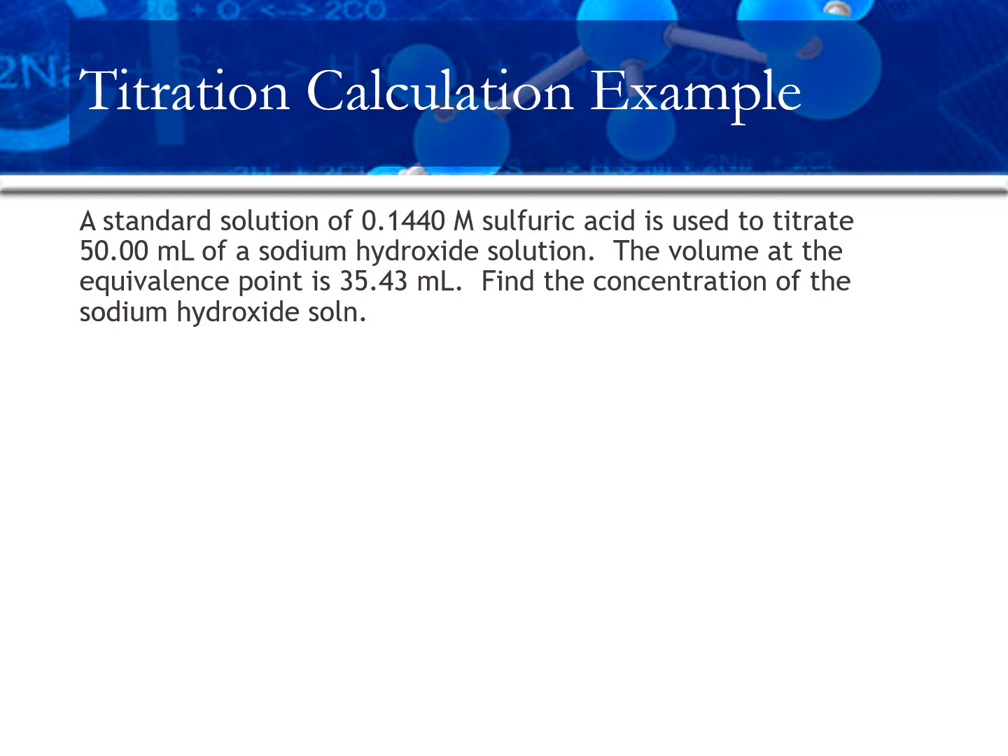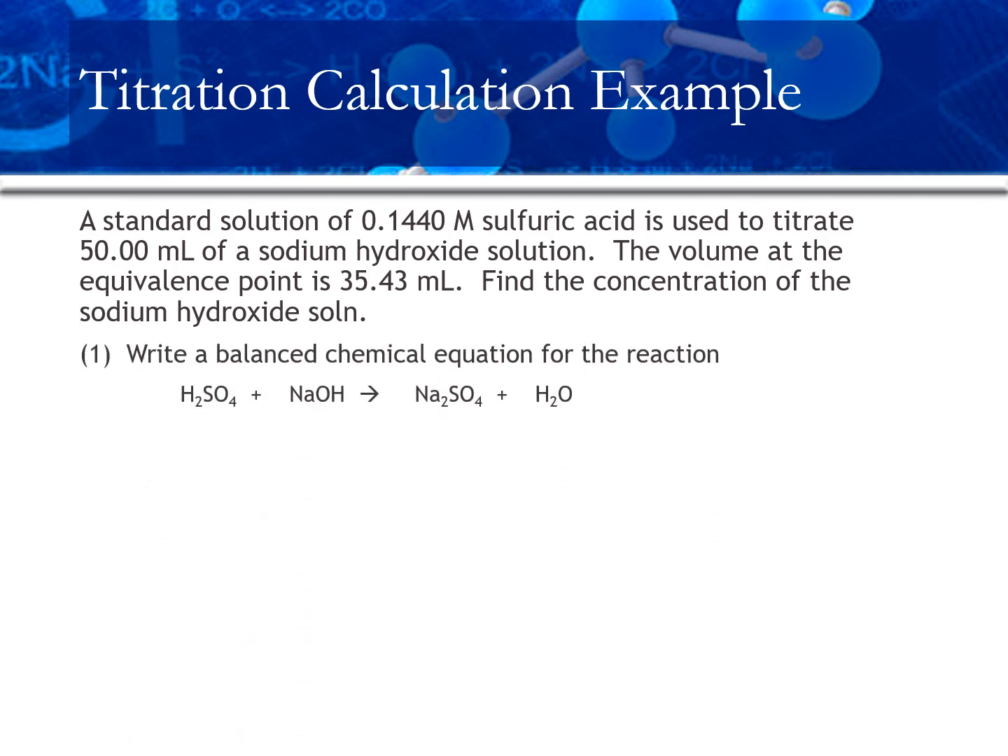Okay, so let's find the concentration of the sodium hydroxide solution. The first step, as always, for any titration, any stoichiometry problem in general, is to write a balanced chemical equation. Now, this is not a balanced chemical equation. It is showing an acid plus a base goes to a salt and water, but we still have to balance it. So if we have 2 sodiums on the right, we need 2 sodiums on the left. That gives us 2 hydroxides, which will react with the 2 hydrogen ions from the sulfuric acid to give us 2 waters, and now it's a balanced equation. Make sure your equation is balanced.